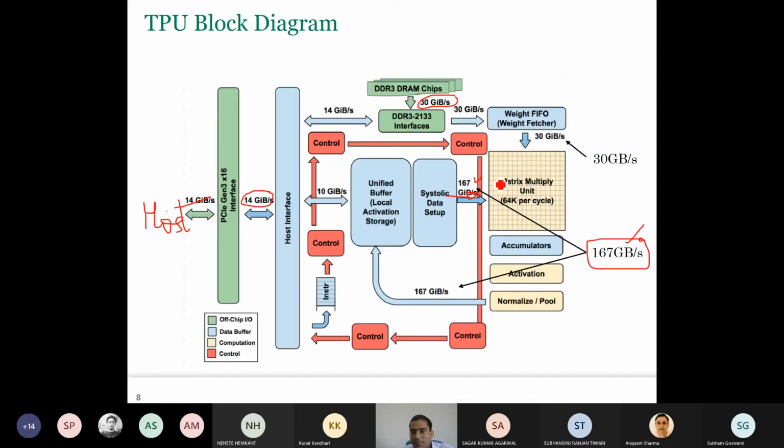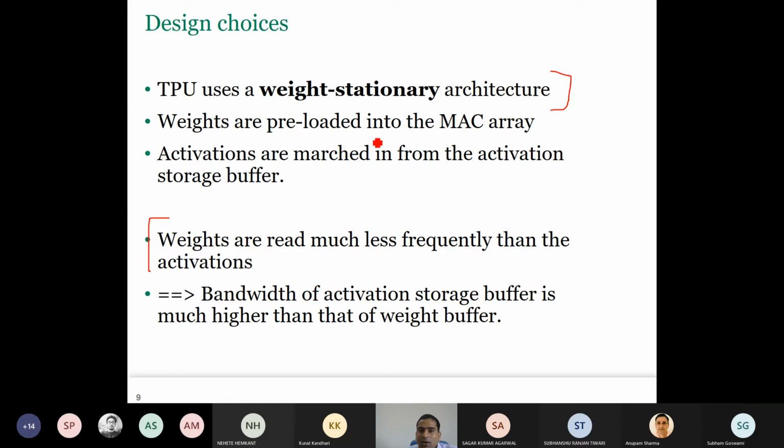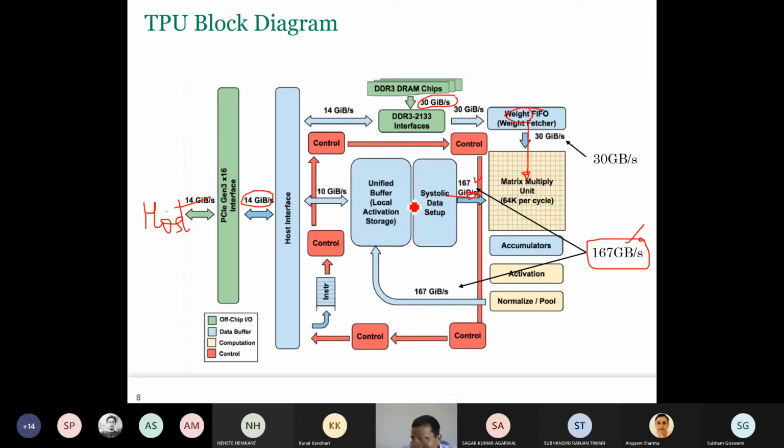What happens is, once we fetch the weights, we will store them here. There may be multiple inputs that get multiplied with the same weights. For example, there are R, G, and B, 3 channels, right? Red, green, and blue will all be multiplied with the same weights of one layer. So we load the weights first, and then we march the activations. Activation means input. Because weights are already preloaded into the MAC array, weights are read much less frequently than the activations. That's why the bandwidth of the activation storage buffer is much higher than that of the weight buffer. We need activations much more frequently, whereas weights are required much less frequently.